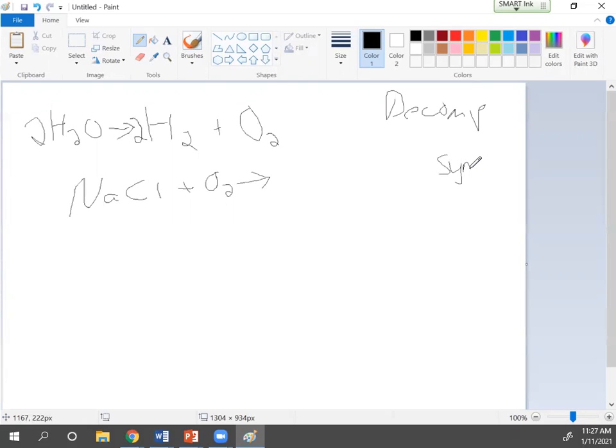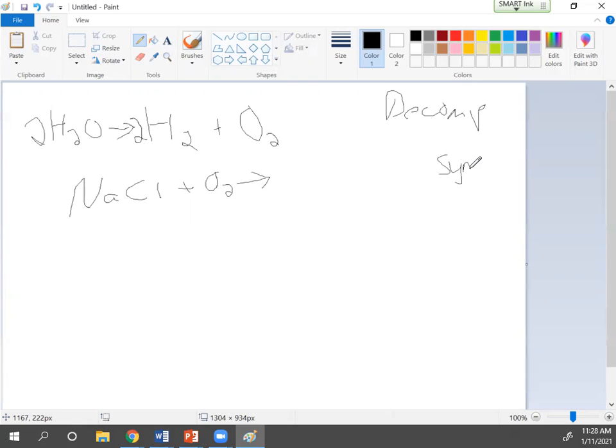Why is it a synthesis reaction? They've only got two options, synthesis and decomp, okay? And I know that decomp only has one reactant. This has two reactants, doesn't it? NaCl and O2. So for process of elimination today, and we're still going to use this rule tomorrow. That rule tomorrow may be a little bit more complicated, but it's still the same thing, okay?